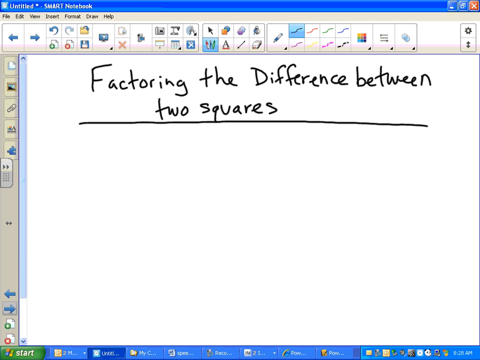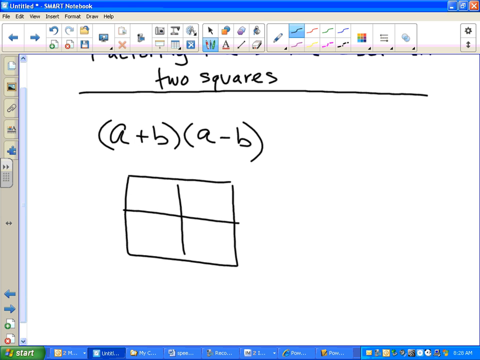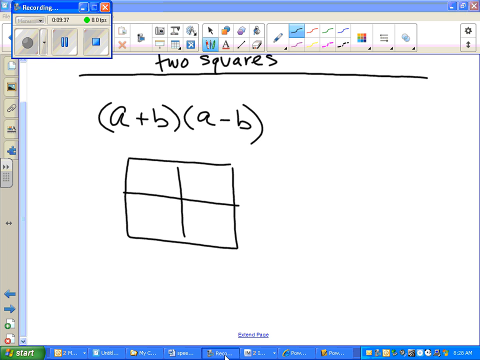All right, so first I want to show you, if I had a plus b times a minus b, a plus b times a minus b. Factor this out using our little square chart method and tell me what the trinomial looks like. Go ahead and do that really quickly.